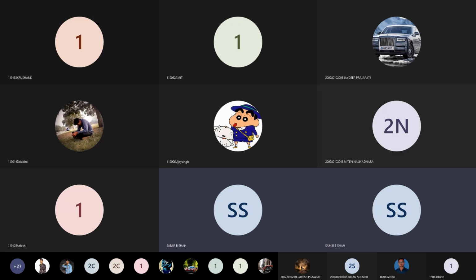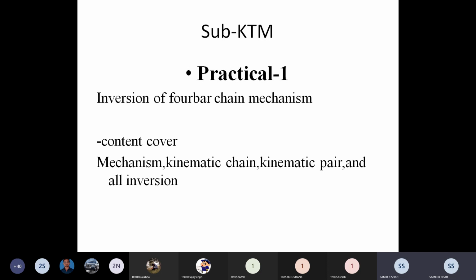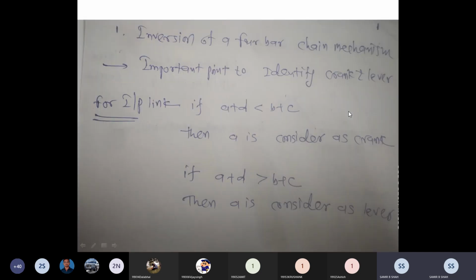We discussed in our last lecture mechanism, kinematic chain, kinematic pair, and all kinds of inversion, right? Where four-bar chain mechanism inversion, inversion of single slider crank mechanism, and inversion of double slider crank mechanism. Now we proceed to how inversion may actually work. For that some conditions are very important. So I will discuss those conditions, and if possible, you may also write them down.